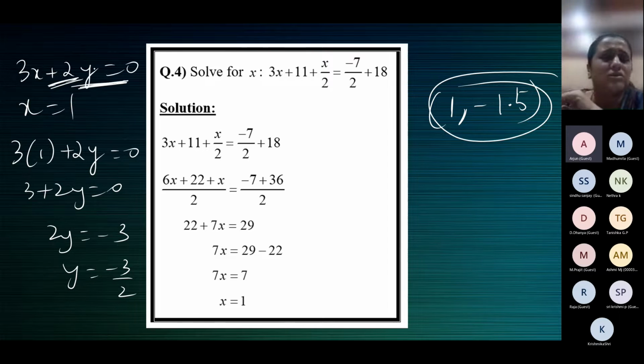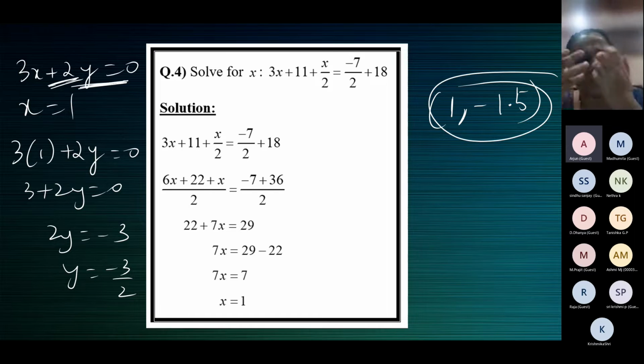We know that a linear equation in two variables x and y has infinitely many solutions. The graph of this equation is a straight line, and there are infinitely many points lying on a straight line. That's why we say a linear equation in two variables x and y has infinitely many solutions.